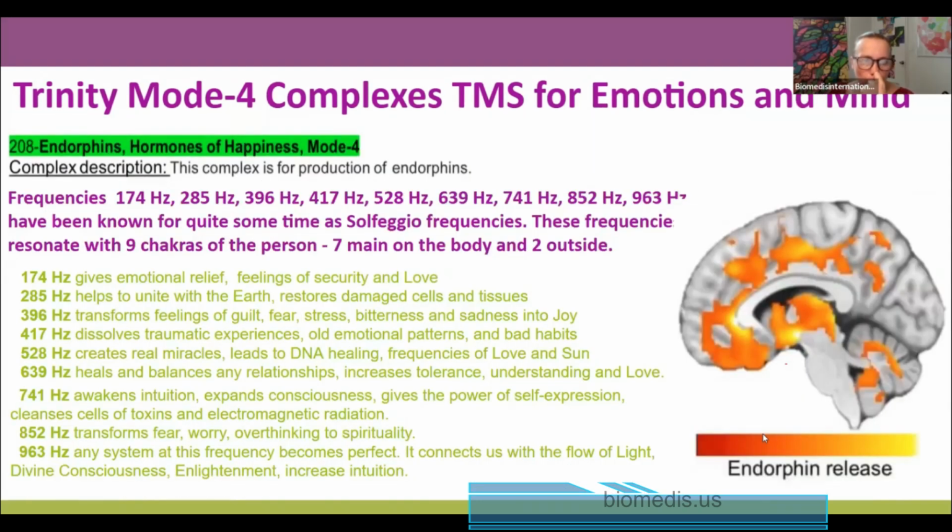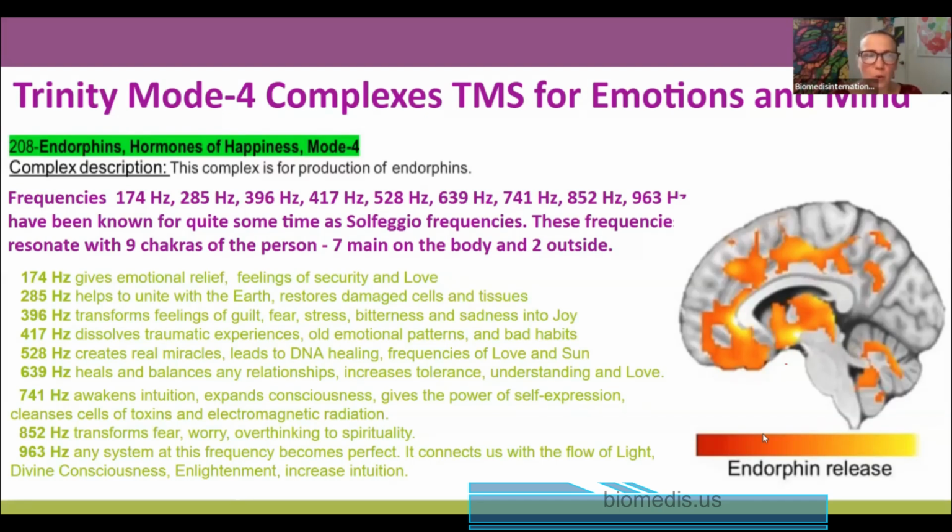Okay, there is also one complex I want to talk a little extra about, because that complex is amazing. It's called Endorphins, Hormones of Happiness. That complex is produced in endorphins. Endorphins are the natural painkiller. And here in the endorphins complex, you have different frequencies from the solfeggio frequencies, and they are all in that Endorphins, Hormones of Happiness, mode 4 for your brain.